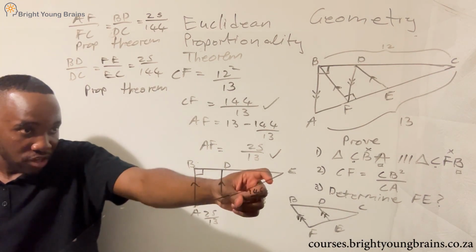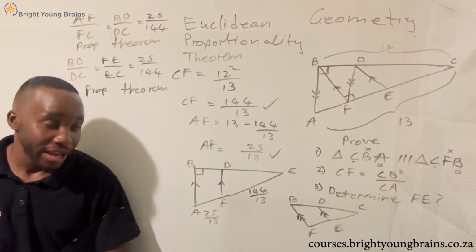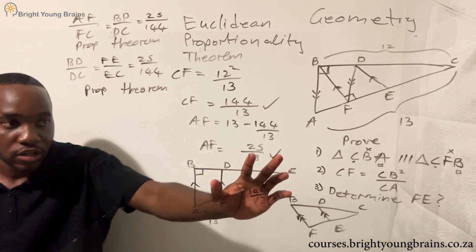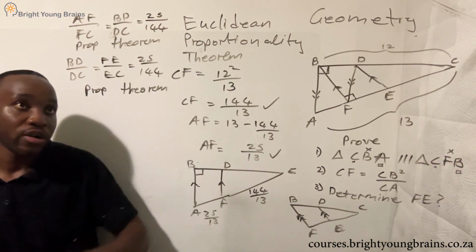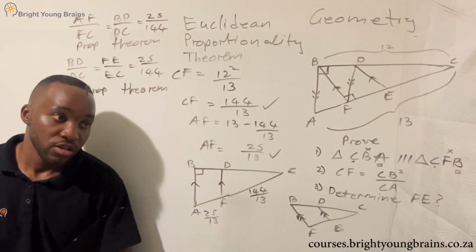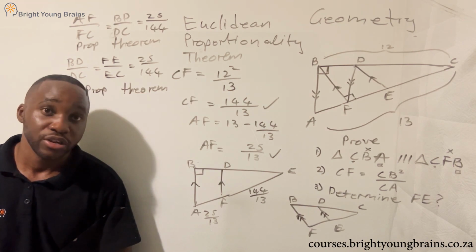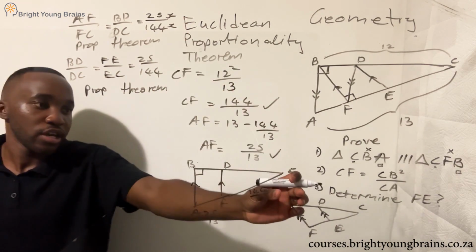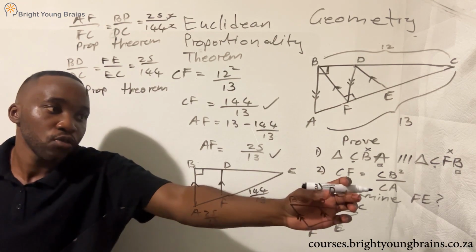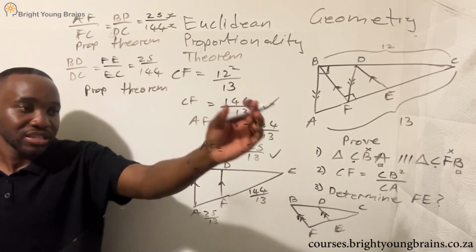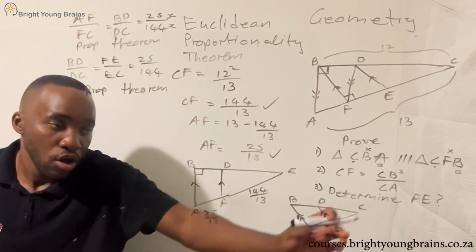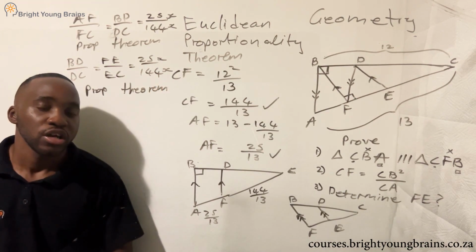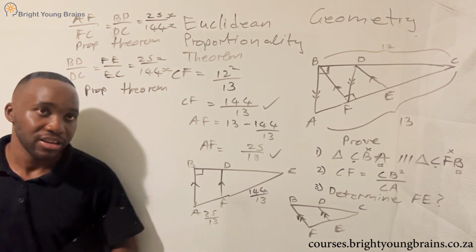Now, with the actual lengths there, we were able to get a ratio for BD over DC, which was 25 over 144. So the 25 over 144 is purely a ratio, so we might as well put an X there and an X there. And this ratio for BD over DC is exactly the same as FE over EC, so we might as well also put an X here and an X there to show that it's a ratio. It's not the length or something like that.